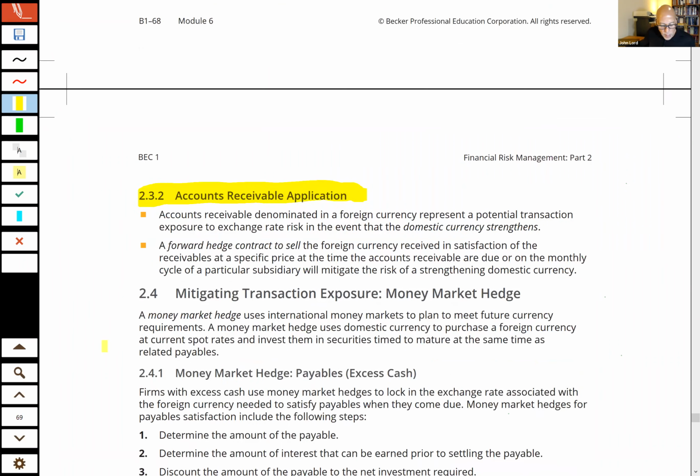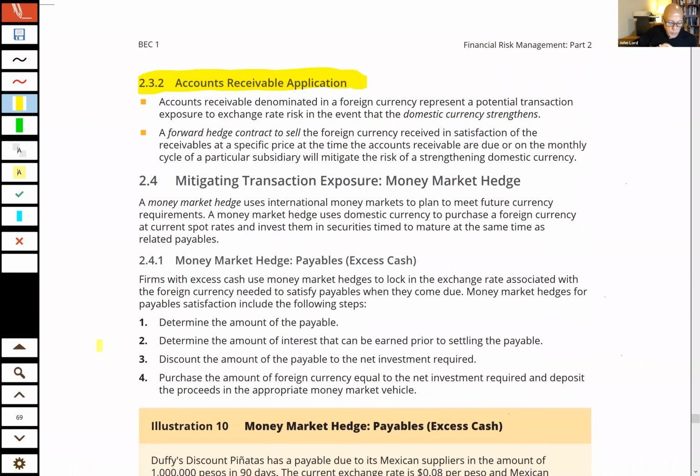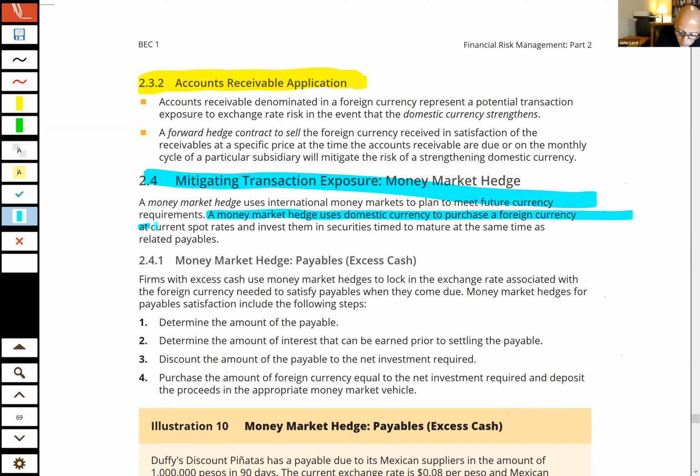Okay. Now another tool, and again, that's where we are. We're looking at tools to mitigate some of this transaction risk. Another tool would be to use a money market hedge. Now, a money market hedge uses domestic currency to purchase foreign currency at spot rates, invest them in securities timed to mature at the time the related payable comes due. And so you can go ahead and flashcard that.